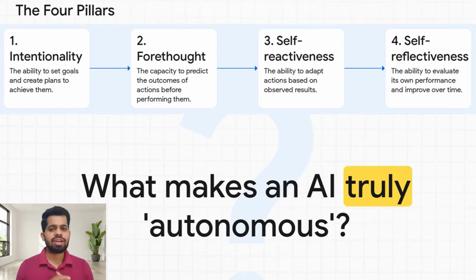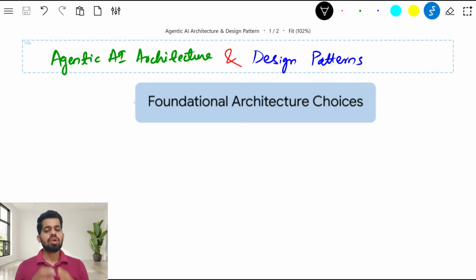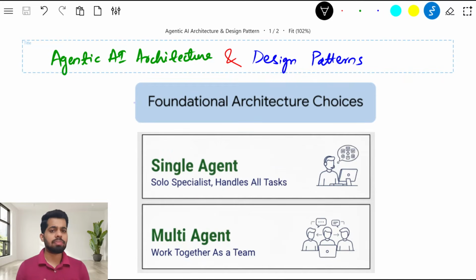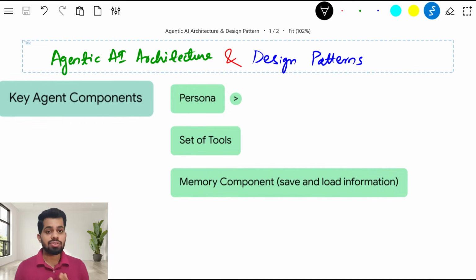To bring all these factors to life, three things are absolutely critical for any agent's success: reasoning, planning, and tool calling. When building these systems, one of the first big decisions is whether to use a single agent or multiple agents. This is the foundational choice in an AI architectural design. To make these agents effective, they are typically given two key things: persona and setup rules. Some agents also have a memory component which allows them to save and load information, going beyond just the immediate conversation or the prompt. Let's break down what a persona is.